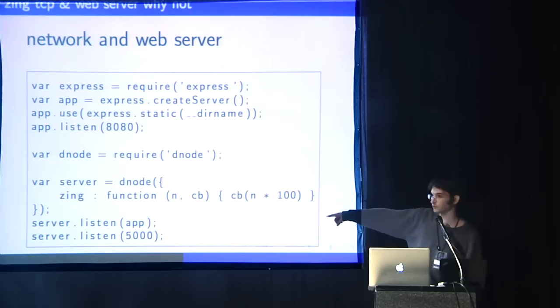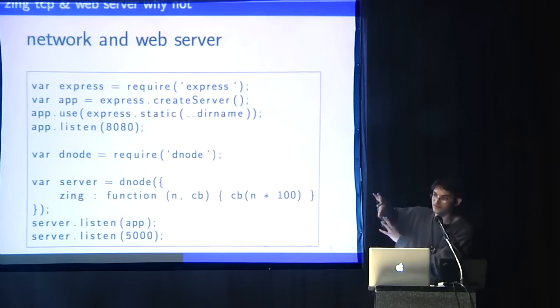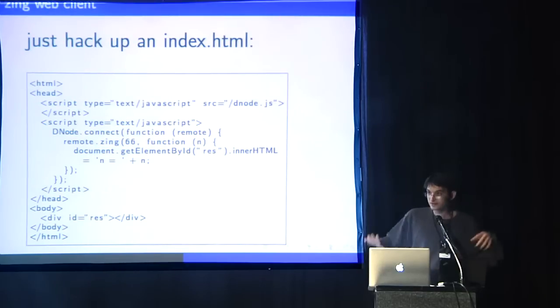And you can actually do both, too. So you can server.listen app and server.listen on 5000, and that will host a web server and have your TCP server. So you can have your hacky back-end code that connects to the TCP thing, and you can have your nice fancy front-end that connects to your web server. And it's the same methods for both.